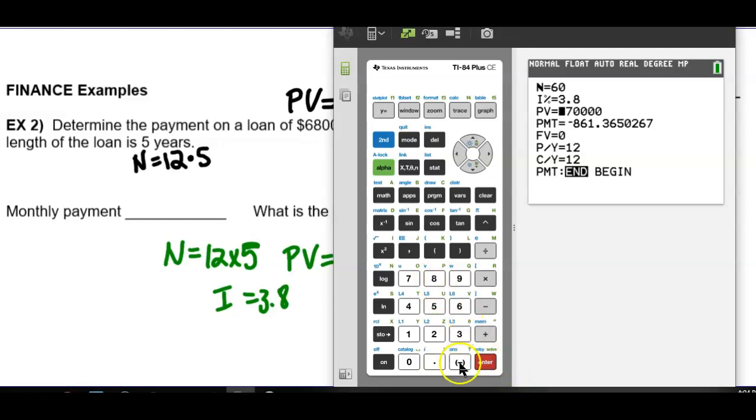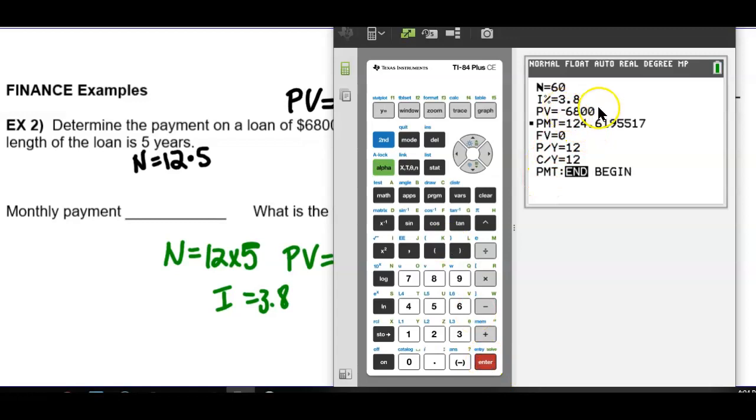The present value of the loan, maybe I'll put it in negative this time, it doesn't matter. Put it in negative or positive, it just means the payment is going to be a different sign. Future value we want to be 0, payments per year, compoundings per year. Now, I did not clear this old answer out here, you certainly can. But either way, it's going to overwrite. When you do alpha, enter, it's going to find the new amount.